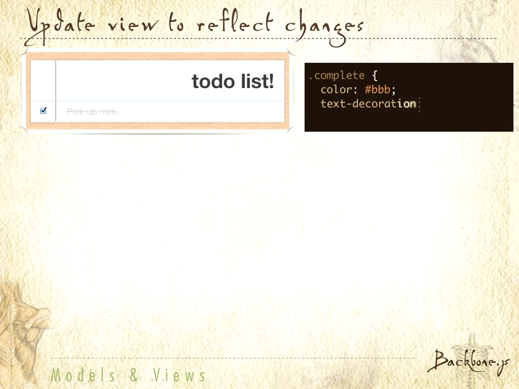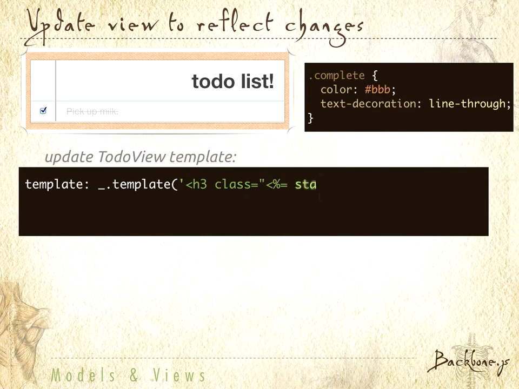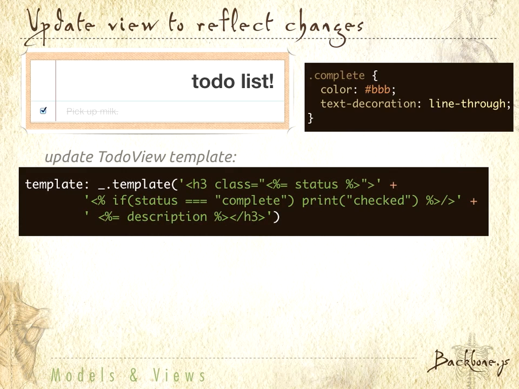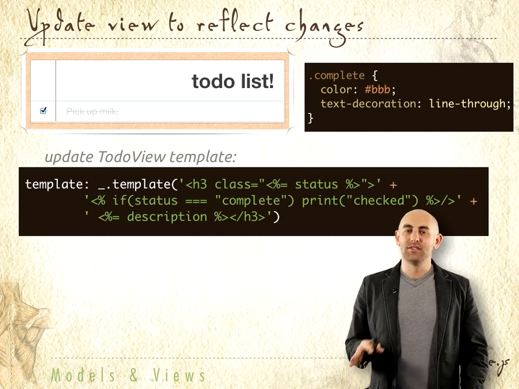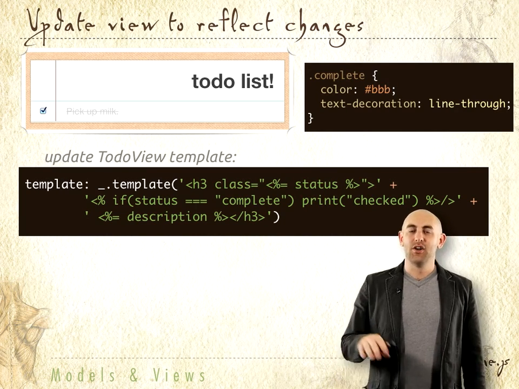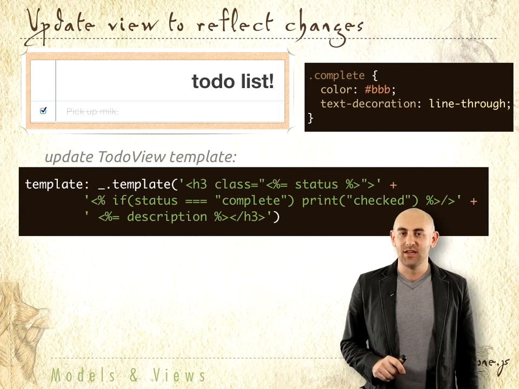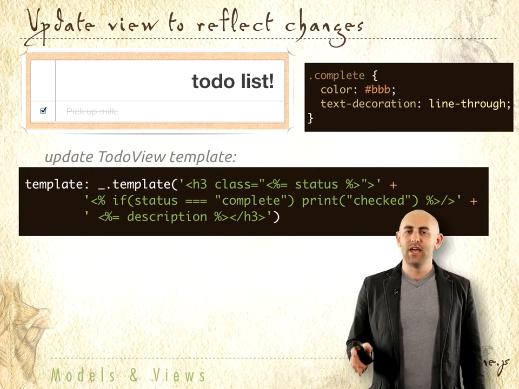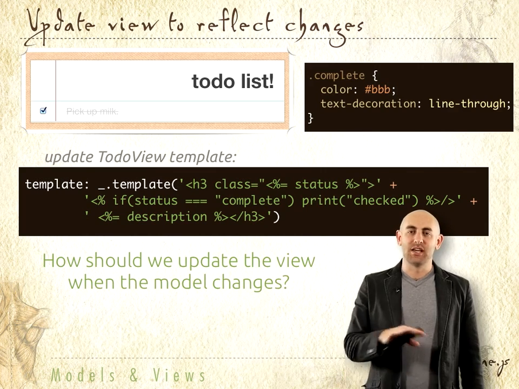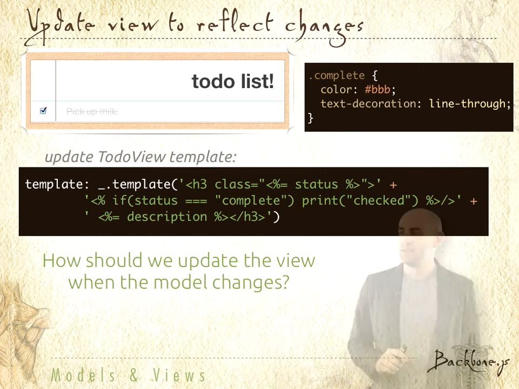Our designer has given us some CSS to make this happen. So to make this work, let's change our template and add a class onto our h3. And that class will be set to whatever the model status is. Now, whenever our model's status is set to complete, our new styles will be applied correctly. But how do we update our view when the model changes like we've seen in the last couple of slides?